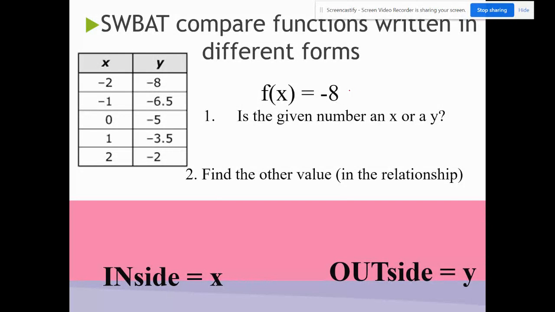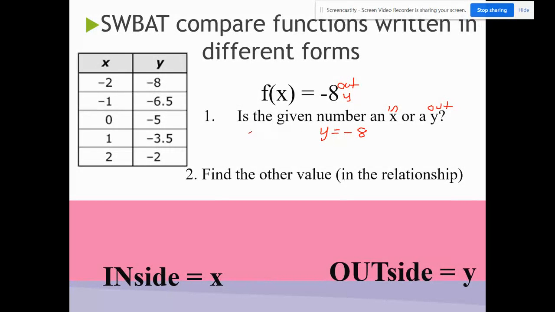So in this case, I'm giving you a -8. I'm going to ask myself, is this an x inside or is this a y, which is outside the parentheses? So this -8 is not inside the parentheses. Here's the parentheses. So if the -8 is on the outside, I know it's going to be the y value. So I'm going to write y is -8.